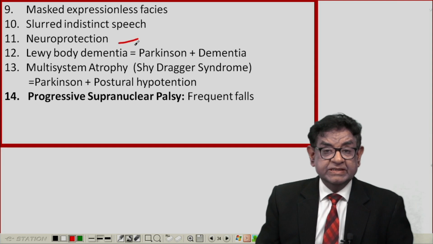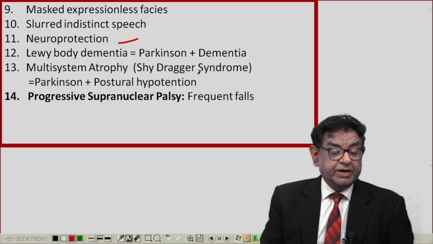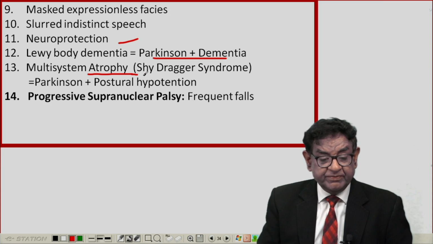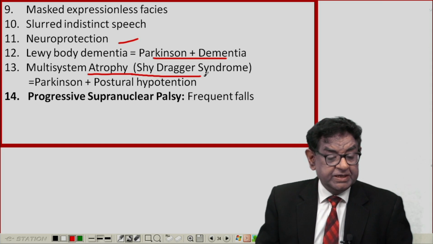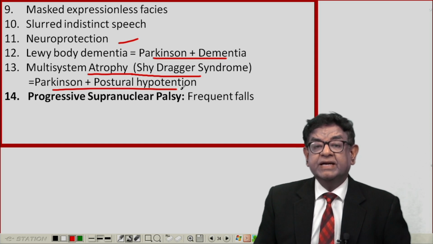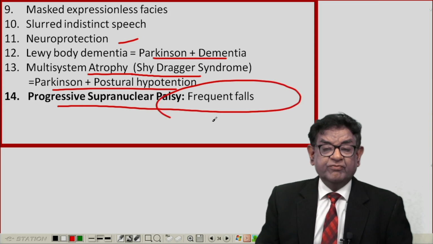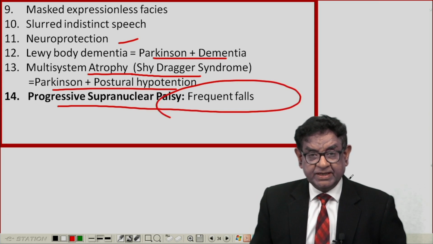For neuroprotection, we use selegiline, rasagiline, or coenzyme Q. Lewy body dementia is Parkinson plus dementia. Multisystem atrophy, the previous name was Shy-Drager syndrome. The patient has postural hypotension, also called autonomic neuropathy, and cerebellar dysfunction. And progressive supranuclear palsy is frequent falls, especially on climbing down the stairs.